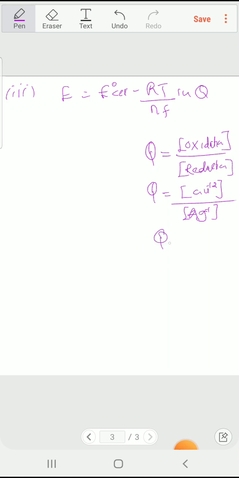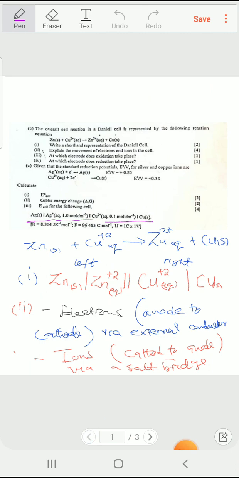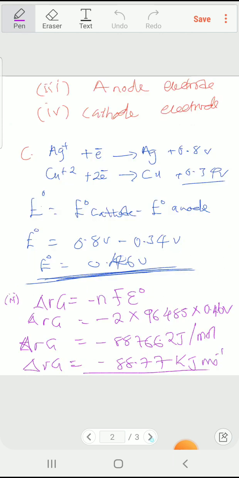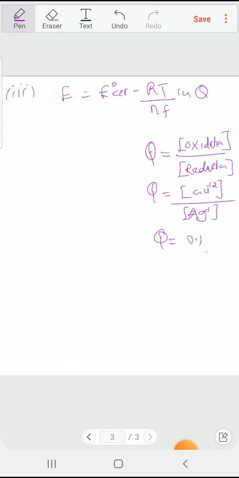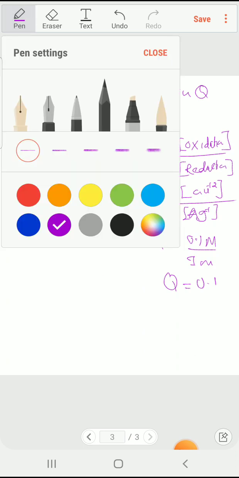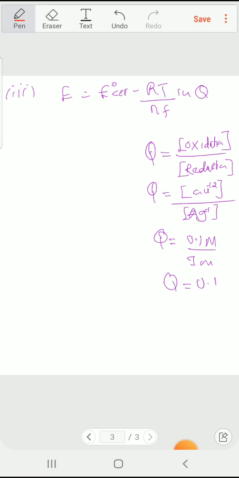So now, what is the concentration of copper, which is on the oxidation side? 0.1. The concentration on the reduction side, for silver, is 1. So I'm going to say 0.1 molar over 1 molar, like that one. So what am I going to have? My quotient, which is Q, will be 0.1. So I'm just going to apply the same Q in the formula, for the E cell.